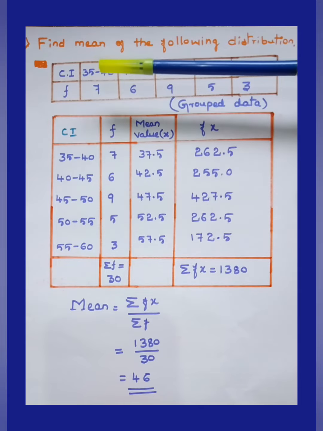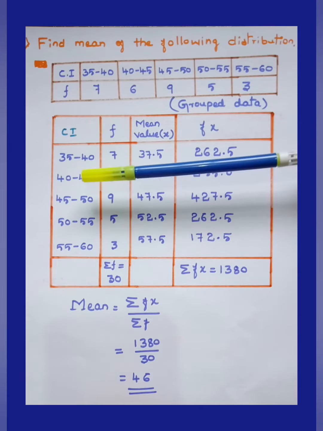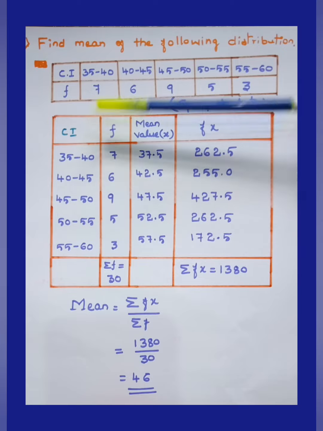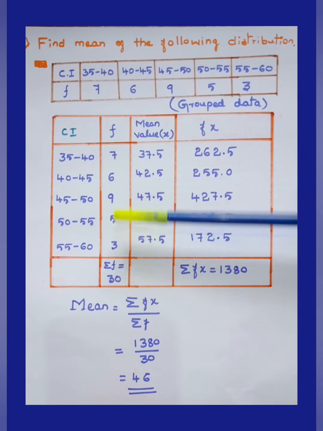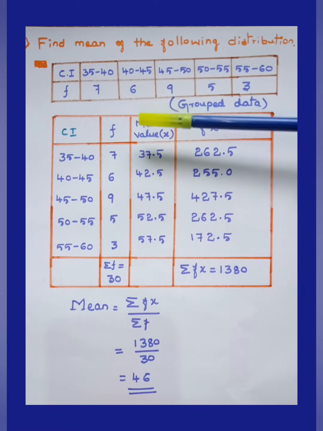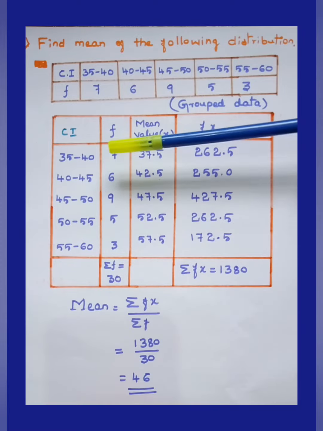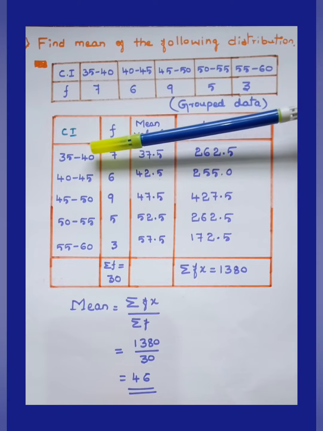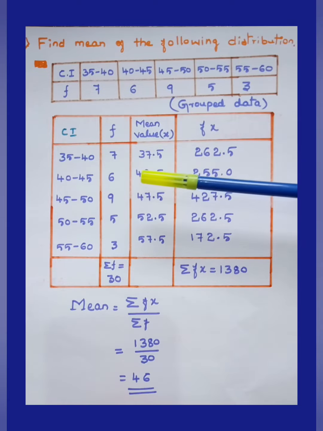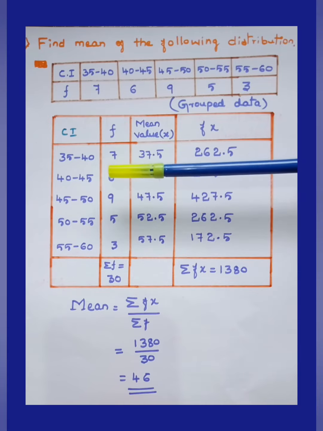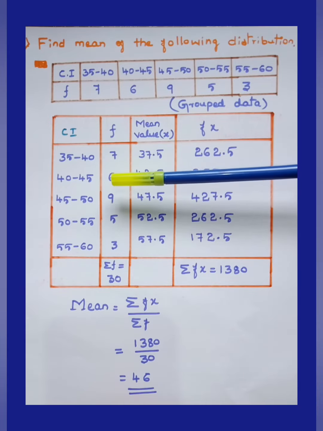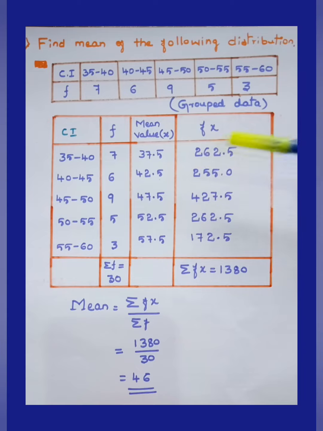Then the first class interval you have to write as it is, 35, 40, whatever it is. Then frequency, write as it is. Be careful while writing this. Then the mean value of this class interval we have to write from 35 to 40. For the first one if you identify, then the rest will be almost similar. So you have to write 35, 36, 37, 38, 39, 40.